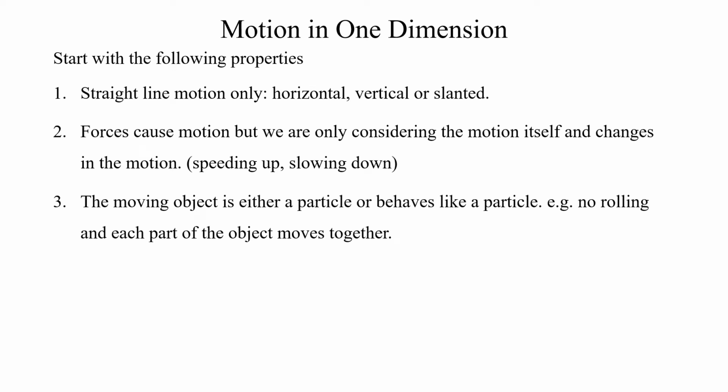All right, first of all, we're going to consider motion in one dimension. Later on in future videos, after we get motion in one dimension down, we'll look at motion in two dimensions. So we're going to start with the following properties. We're only concerned with straight line motion only. Horizontal motion, vertical motion, or slanted motion, just forward and back or up and down.